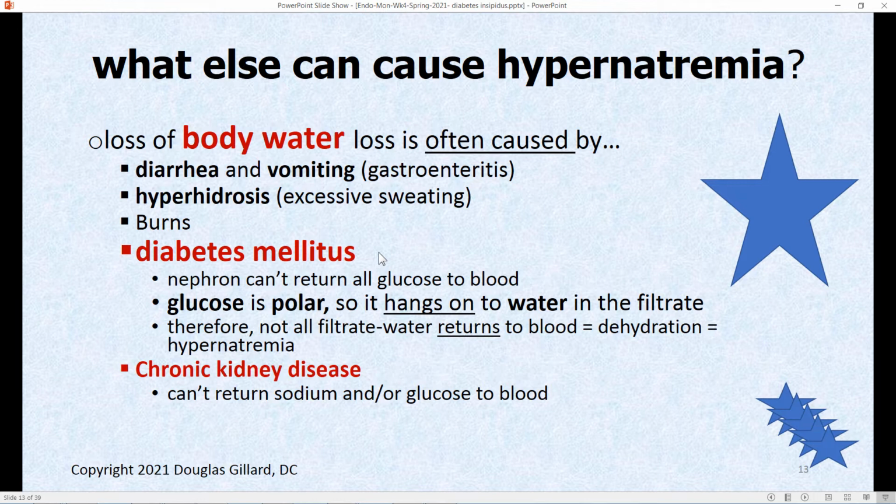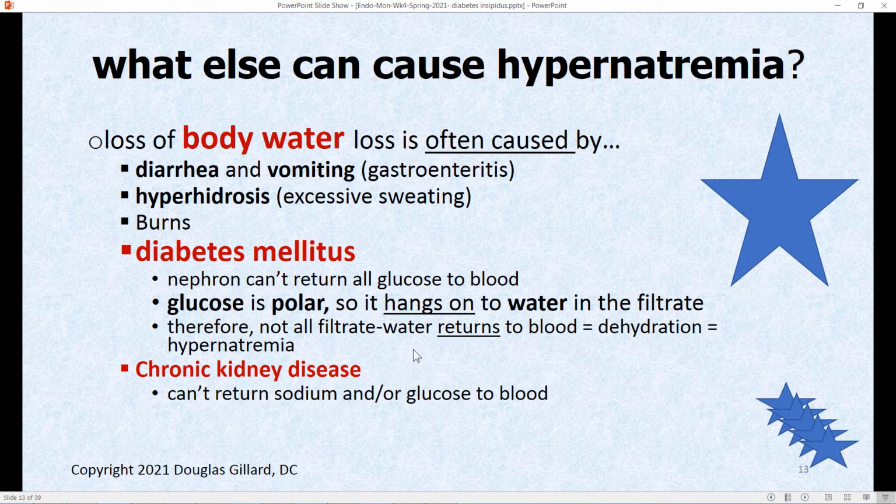So the nephron can't return all the glucose to the blood. So if you get glucose molecules going through the filtrate, glucose is very magnetizing. It's polar, and it can grab and hang on to water, and therefore not let the water return like it's supposed to. When ADH has an effect, water's supposed to flow out of the collecting ducts, and it can't if glucose is bound to it. So you can start to have hypotension, hypovolemia, and hypernatremia from diabetes as well. That's important. I always ask that question.